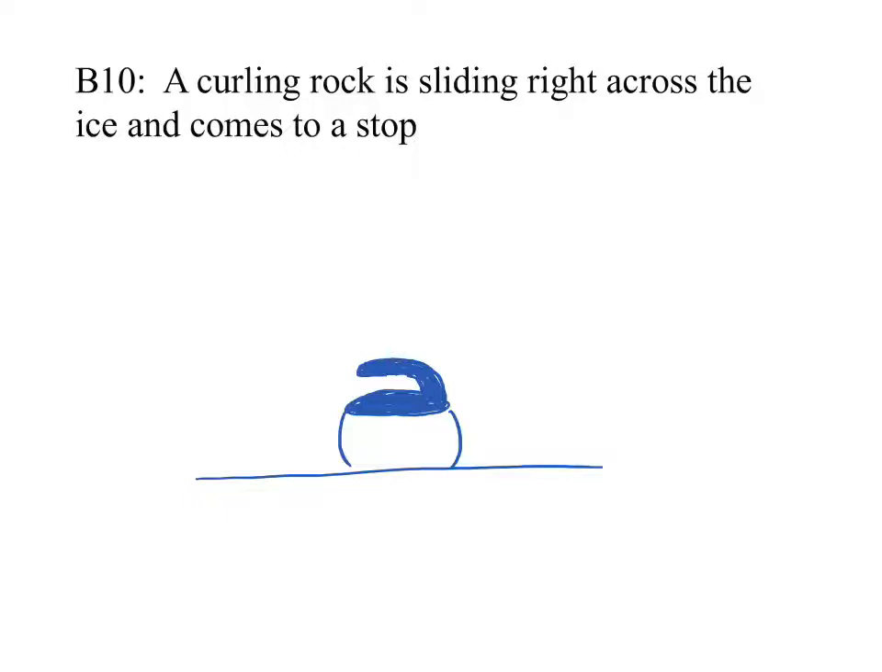Come on. So a curling rock is sliding right across the ice and comes to a stop. Okay, so it's sliding right, but it doesn't say that it's actually being pushed right. So that's really, really important to note. We know that its velocity is going to the right, but it's not actually being pushed to the right. It was pushed to the right at some point, obviously, but it seems from here that it's actually being let go. Okay, so it's really important to note that.